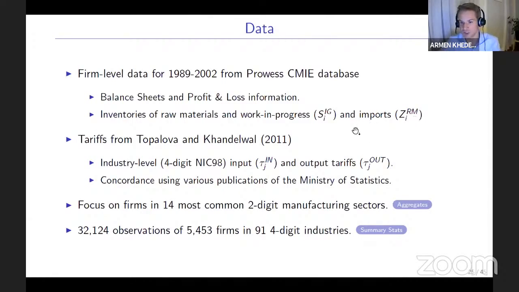And it also provides information on the import of raw materials. We will borrow the tariff from Topalova and Khandelwal. So overall, because we estimate the production functions at a 2-digit industry level, we will focus on those industries that have more observations so that we can get precise estimates.